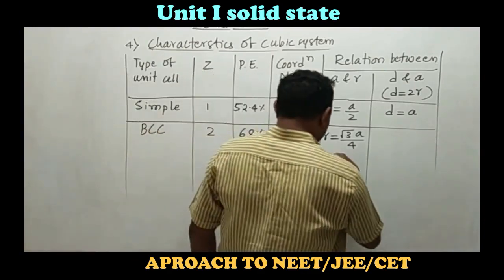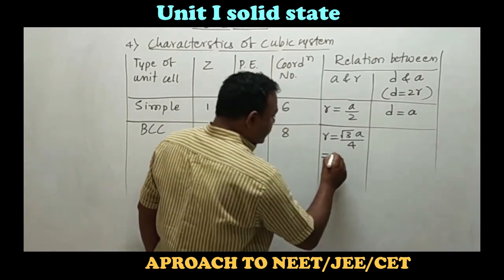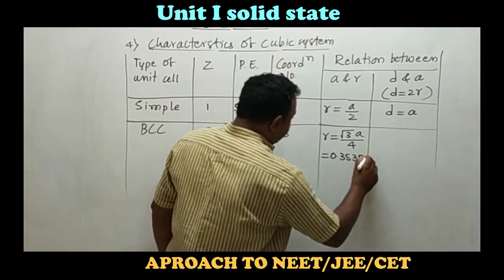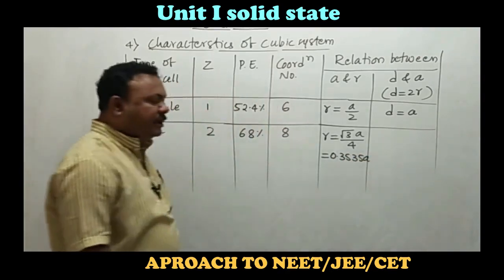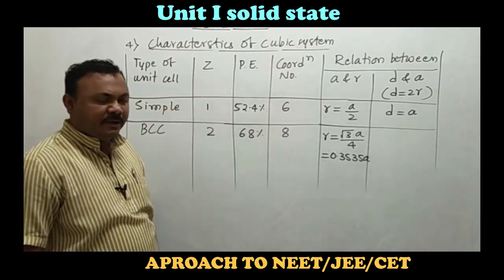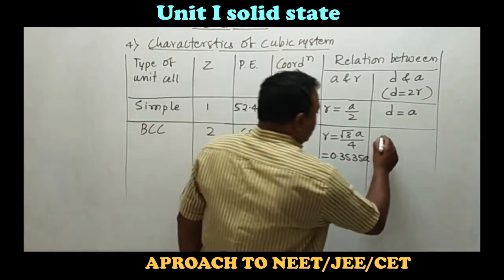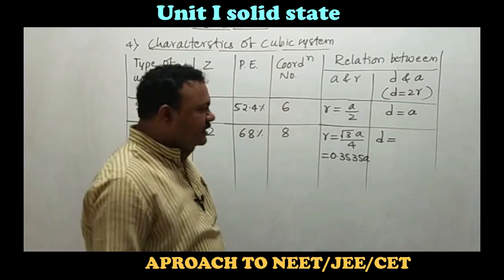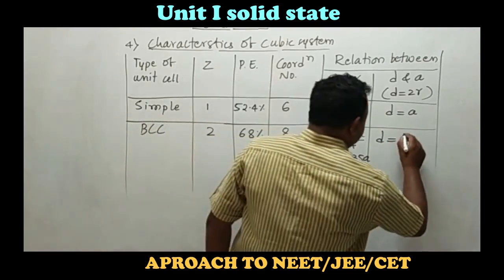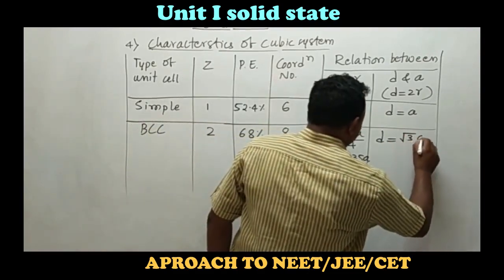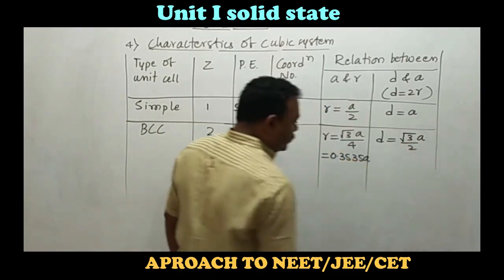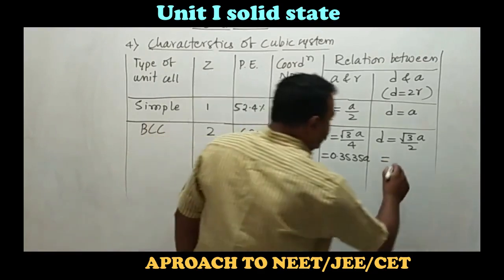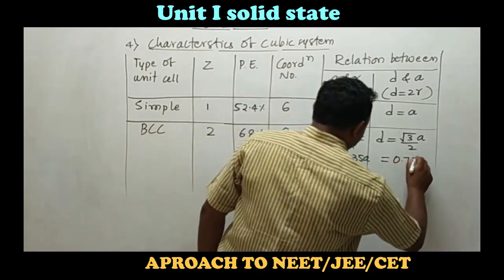It is 0.3535 times of A. Then D becomes equal to what? D is equal to, it's nothing but 2R. It means I can take D is equal to root 3A divided by 2. Or we take the simplified form, 0.707 times of A.